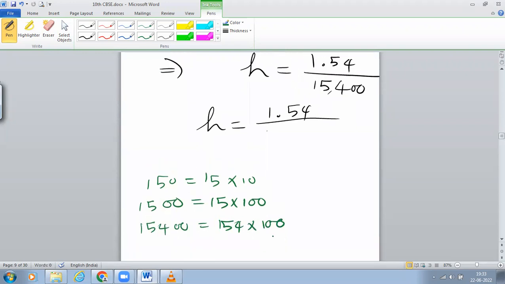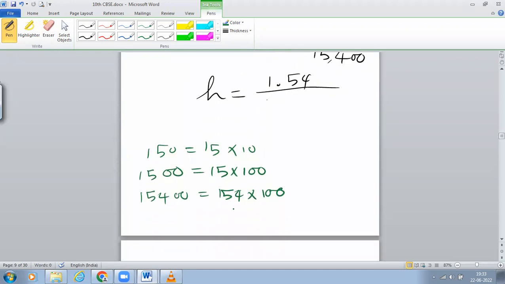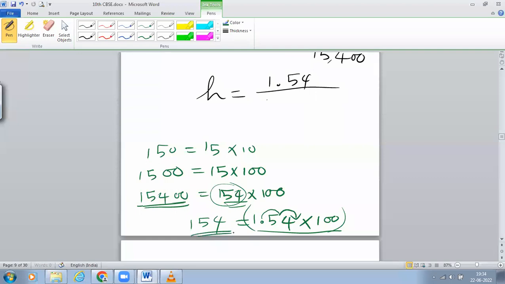Similarly, listen, it is very important. This 15400 can be expressed as 154 times 100. Now this 154 can be expressed as 1.54 into 100. Am I right? Because 1.54 into 100 is nothing but 154. Whenever you are multiplying a number by 100, the decimal point will move. We have to shift the decimal point 2 digits to the right side. Therefore, 1.54 into 100 is nothing but 154. Yes or no? Yes, sir. Anybody having doubt in this?